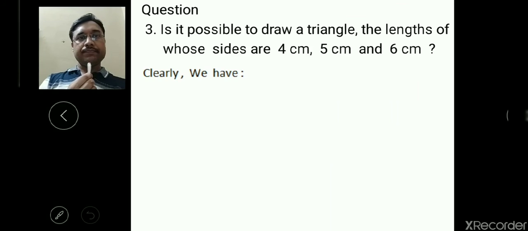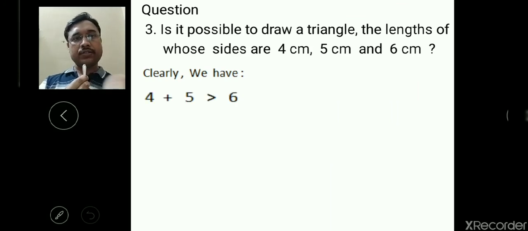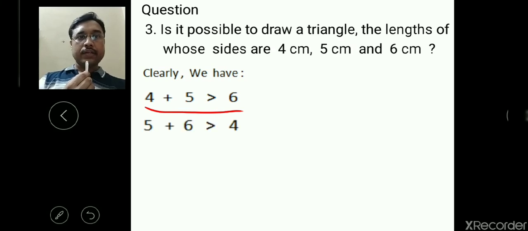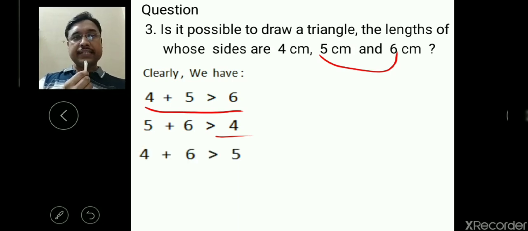Clearly we can write in the solution that 4 plus 5. At a time you add two sides and compare with the third side. So 4 plus 5 is greater than 6 here. Then 5 plus 6, these two sides, is greater than the third side 4. Then 4 plus 6 is greater than 5. So it is greater than the third side 5.